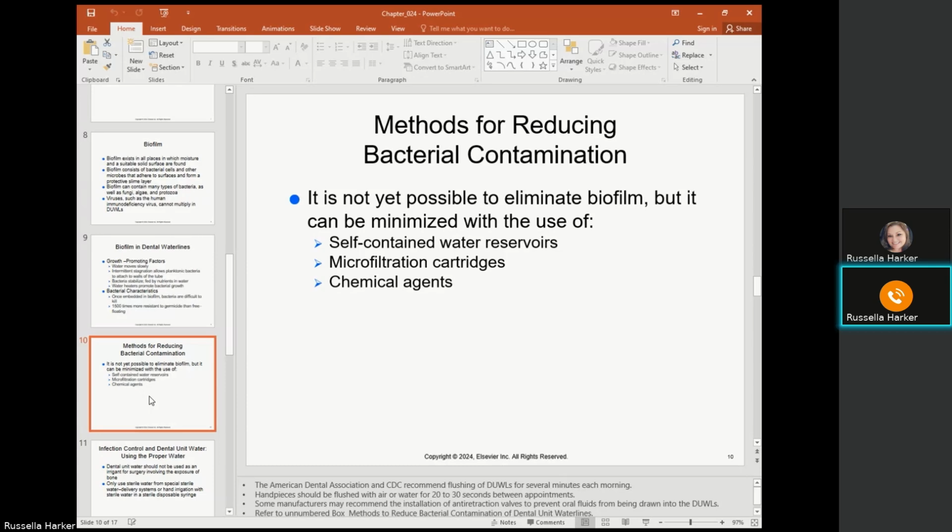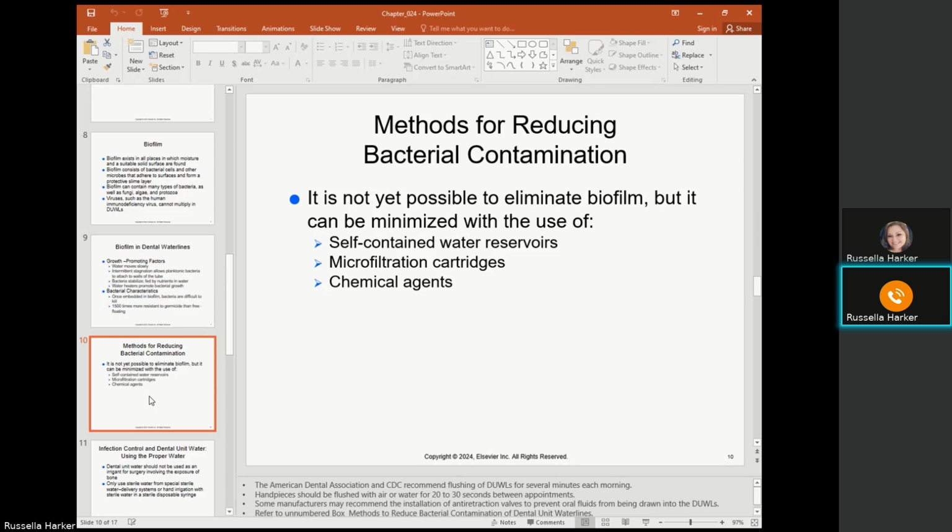Also using microfiltration cartridges. The microfiltration cartridges will also help to reduce the amount of bacteria that is delivered through the water lines, and the chemical agents. So with the chemical agents, those can be the blue tab water tabs that are put into the bottles, and they're designed to stay in the water as it's being used in the patient's mouth, and that helps to neutralize anything that's in the water and reduce bacterial contamination.